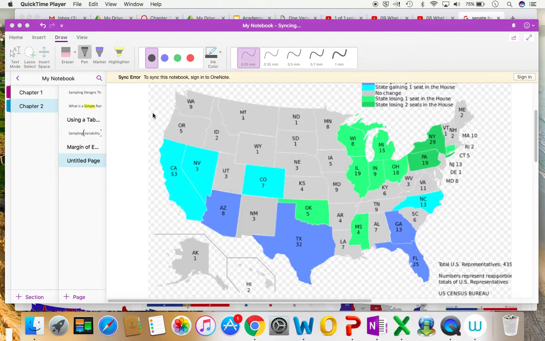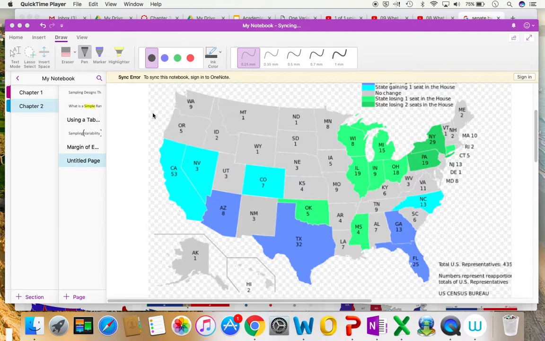The reason I start with this map is I think it does a good job describing what the breakdown would look like for a simple random sample. We've already talked about what a simple random sample is. It's when you have a sample where everyone in the population has the same chance of being selected, and every possible sample from that population has the same chance of being selected.